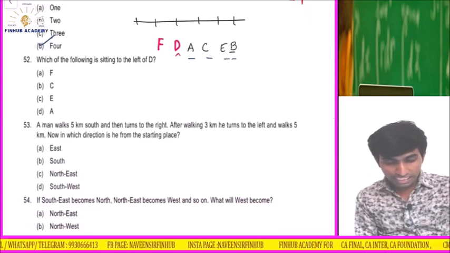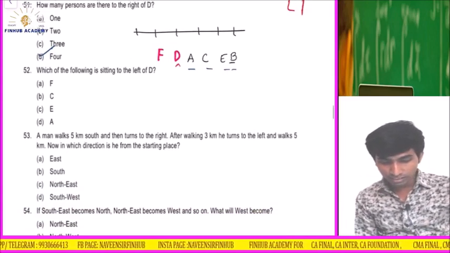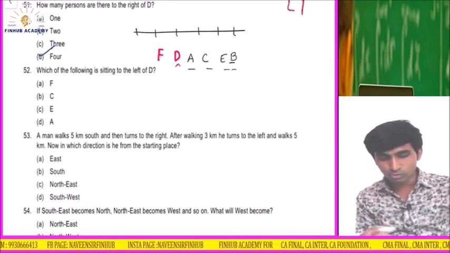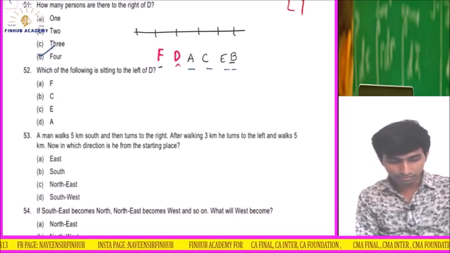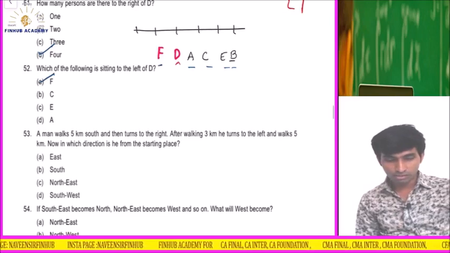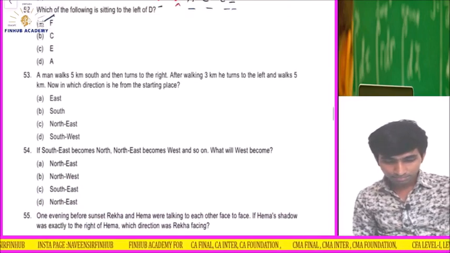Which of the following is sitting to the left of the D? Which of the following is sitting means who is sitting to the left of the D? Who is sitting? F. So answer is what? A. Understood? Easy. Clear? Okay, simple.